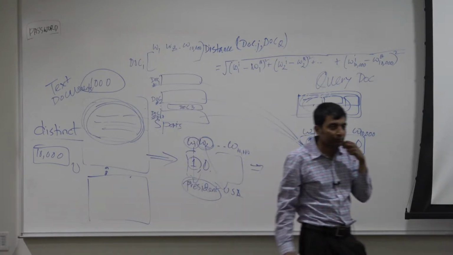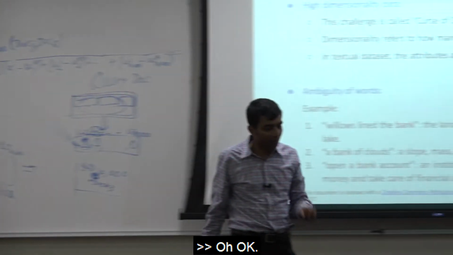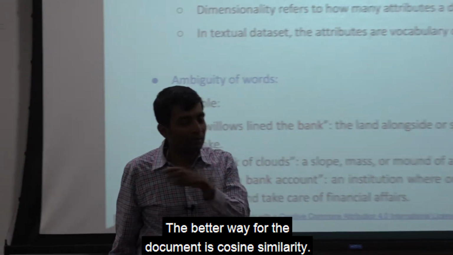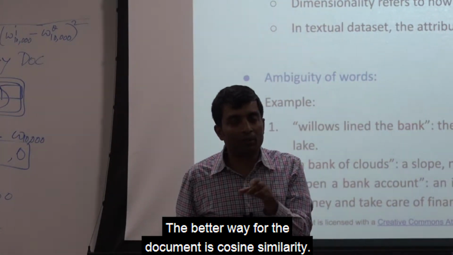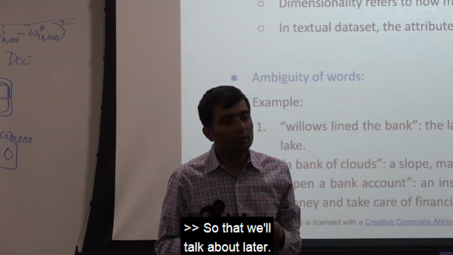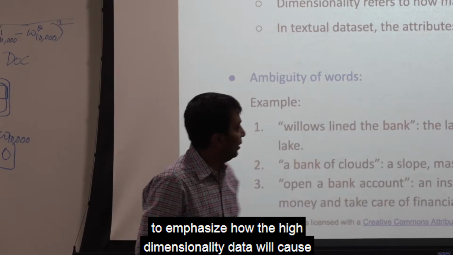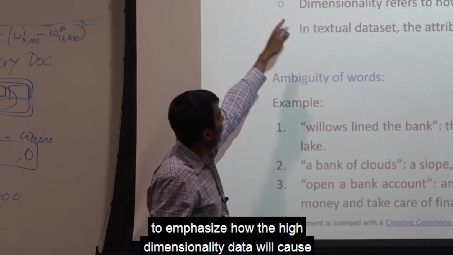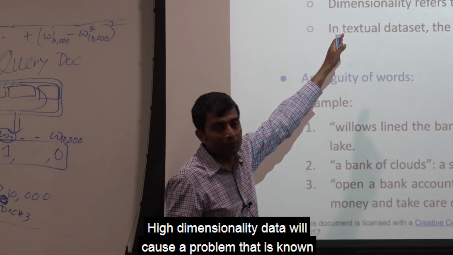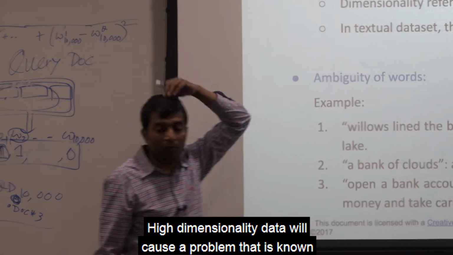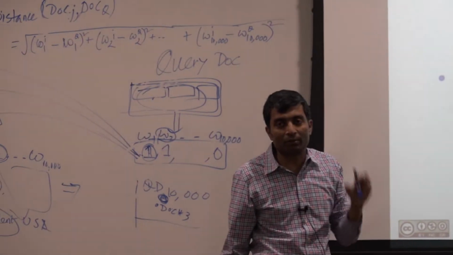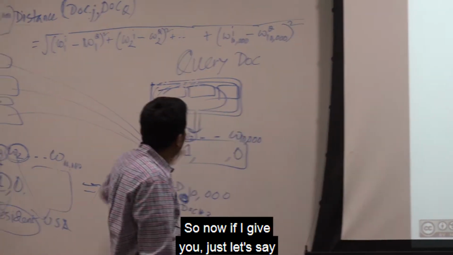Is that the only way? No, there are other ways; this is not the best way. The better way for documents is cosine similarity, which we'll talk about later. But here I just try to emphasize how high dimensional data will cause a problem. High dimensional data causes a problem that is known as the curse of dimensionality, which I'm trying to explain.